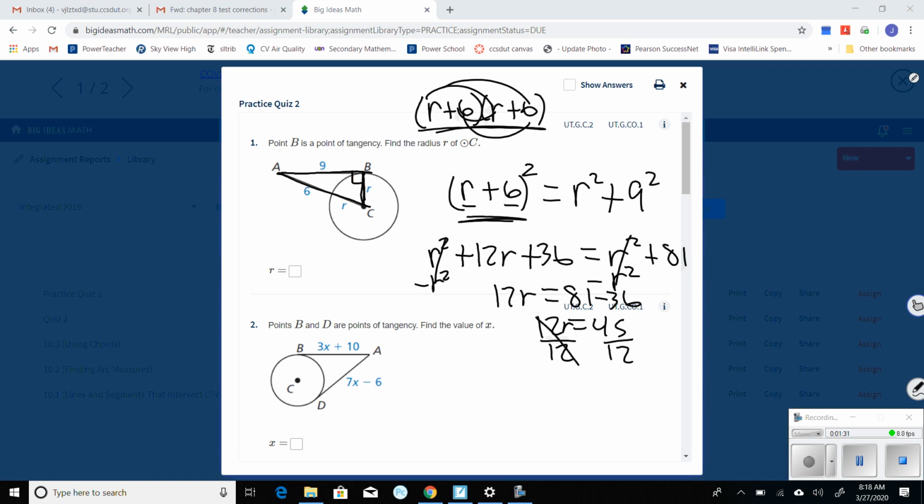Down here, if you have a point outside the circle and two tangent segments, they're always congruent. So you would just set those two equal to each other. You would solve that equation from there.